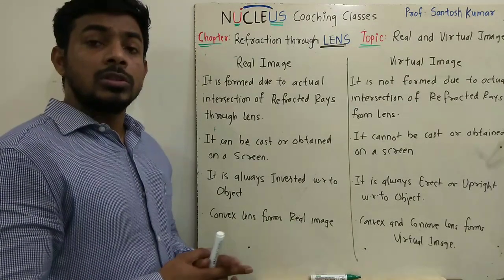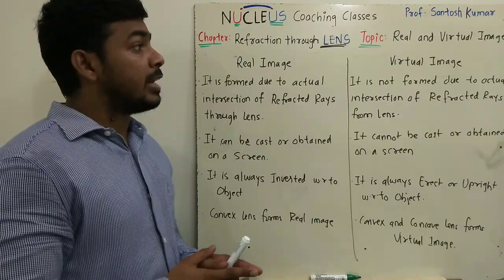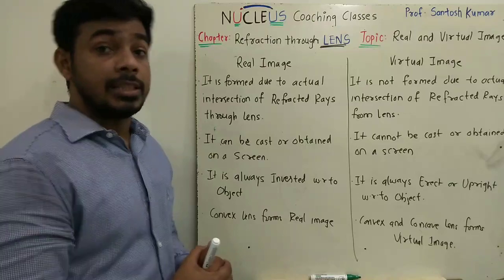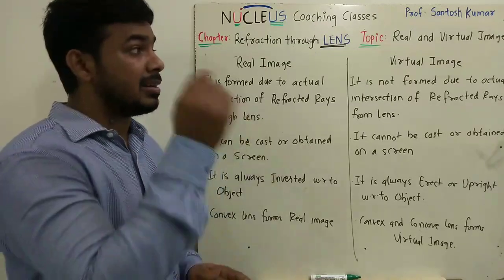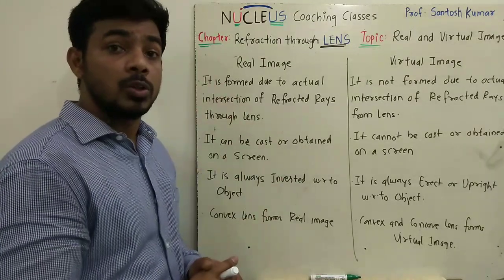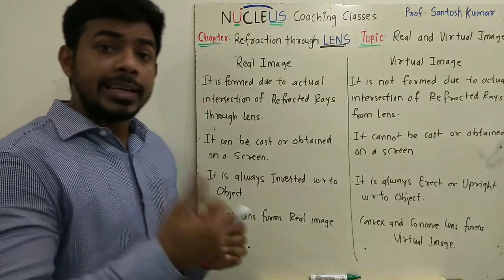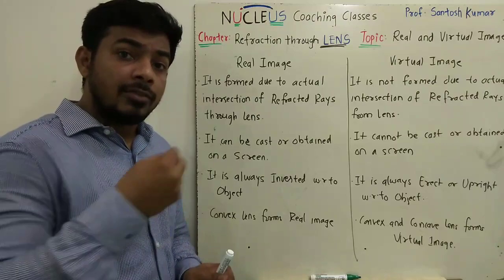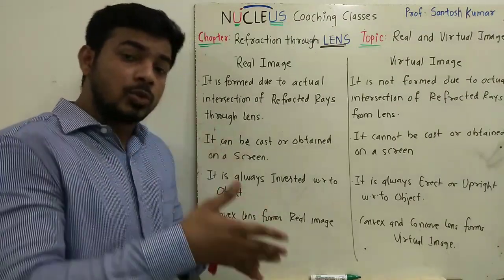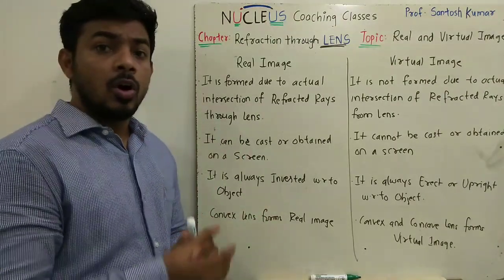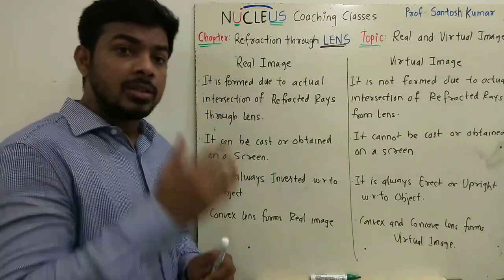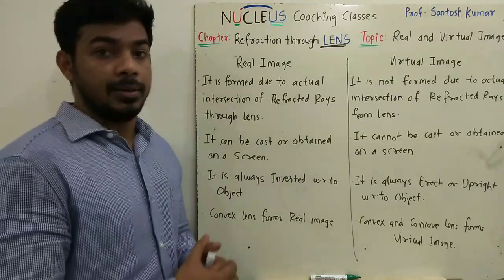Now, in order to study the formation of image by a convex or a concave lens, it is very important to study the nature of the image. That means the image can be a real or it can be a virtual image. So when can you say image is formed? In refraction, if the rays after refraction actually meet at a point or they appear to be meeting at that point, that is a place where image is obtained.